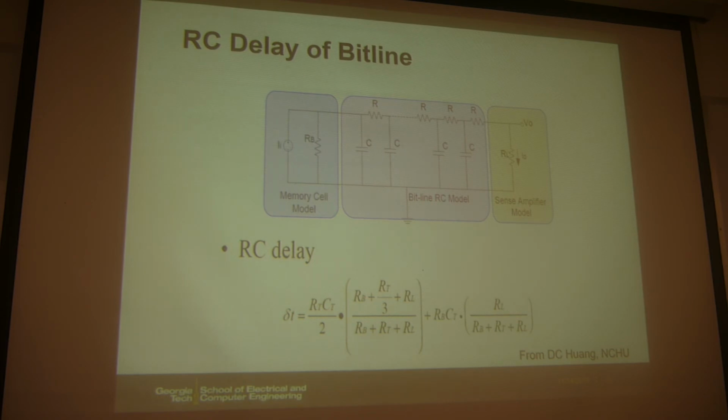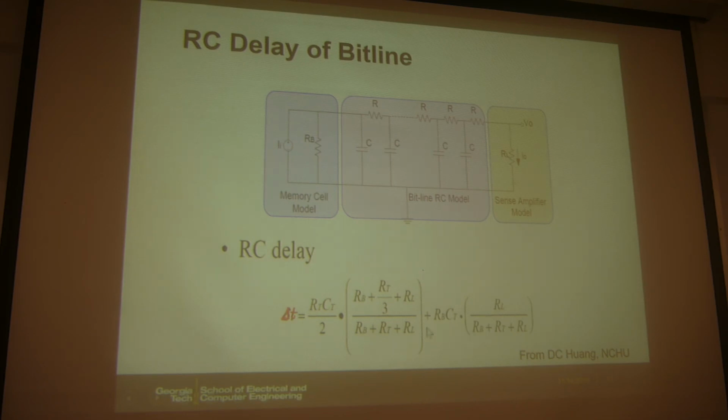So if you really solve this network using the RC equations, then you will get this kind of formula. So this is a delta T, and you can see it depends on this total R wire and C wire, the total wire cap resistance, and also depends on the memory cell resistance and the sense amp input resistance. So it's this formula, okay.